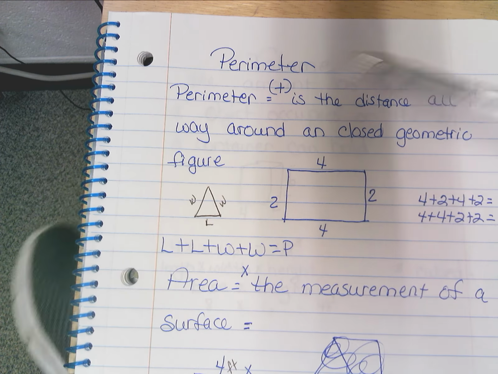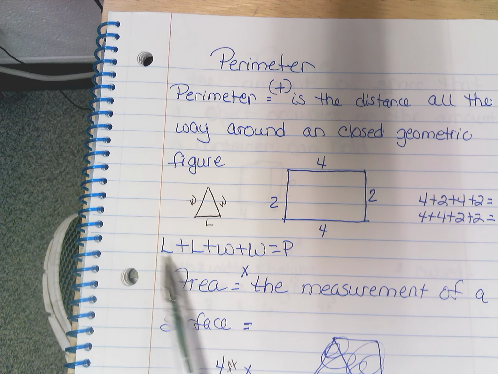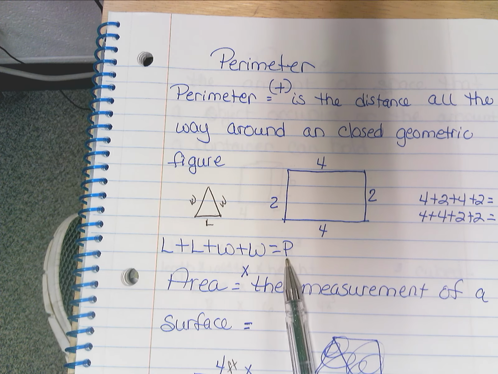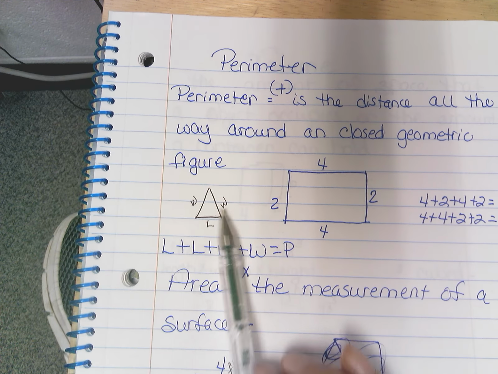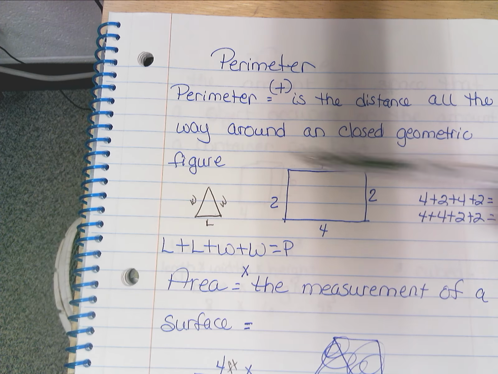It doesn't matter what shape you have. Your formula is length plus width equals perimeter, or width plus length equals perimeter, depending on it, but it's all the way around.